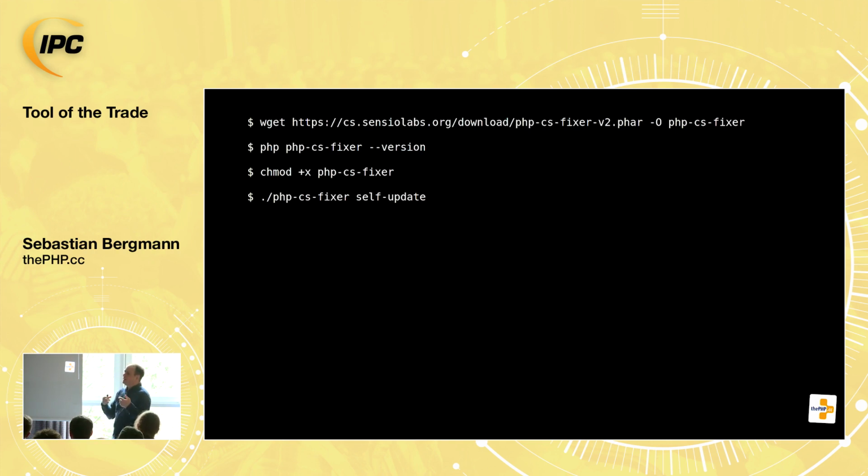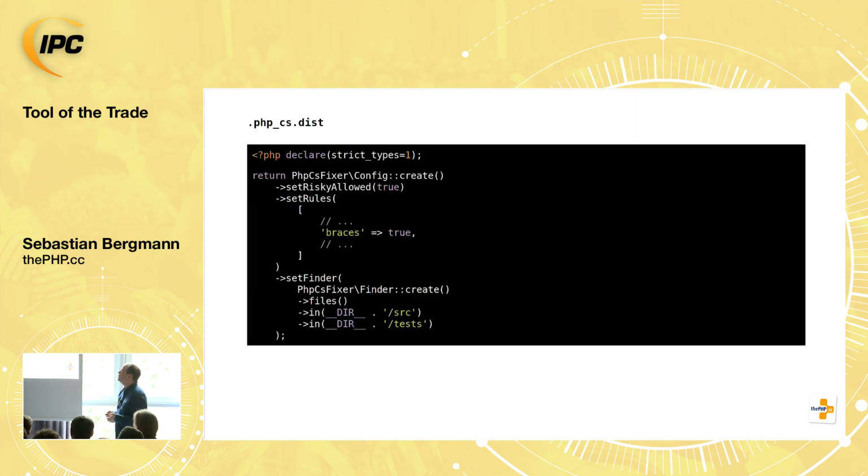Because I find that for some of the rules that I have in my coding standards, I cannot follow them. Not always, at least. So the tool helps me, not just people that want to contribute. The configuration file for that is .php-cs-dist. It's PHP code in there.